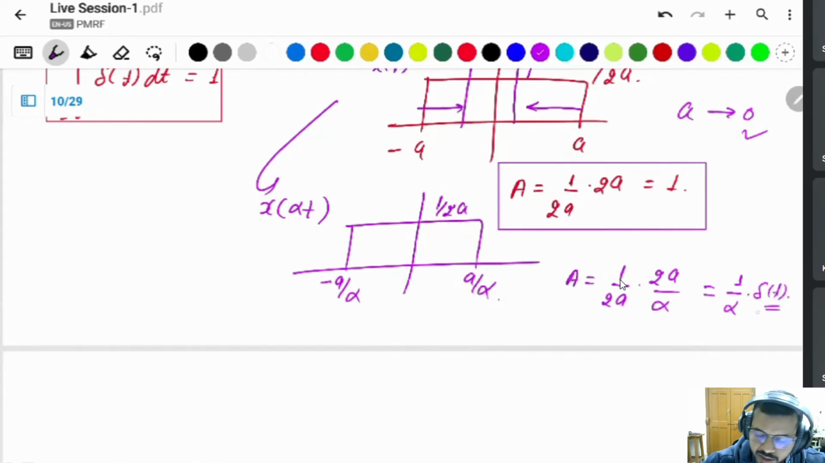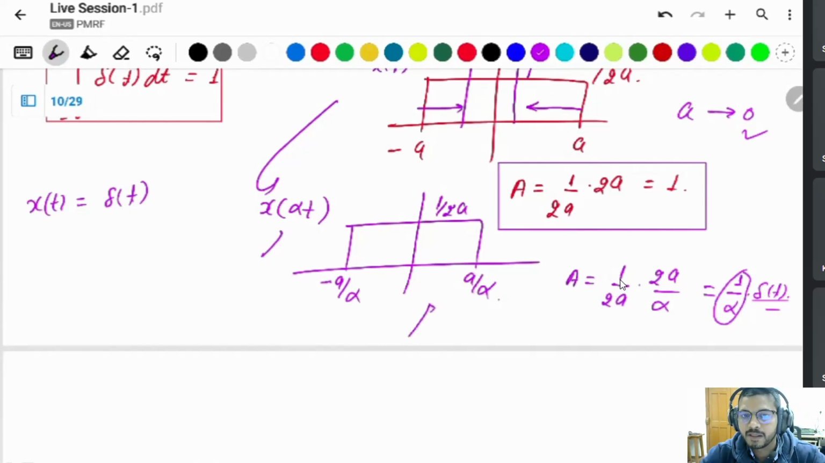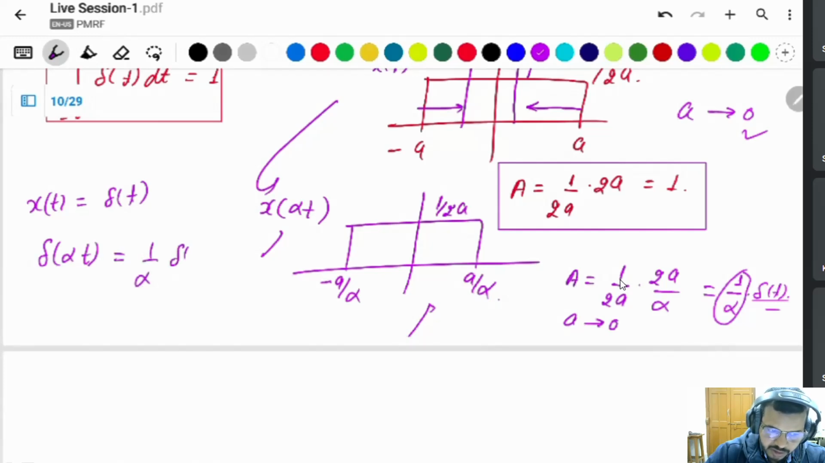If you take x(t) equal to delta t, the area is 1 by alpha, it was compressed by the scale, where a tends to 0. If a tends to 0, then it will make an impulse signal only. That's why the scaling of the impulse is delta of alpha t equals 1 by alpha delta t.